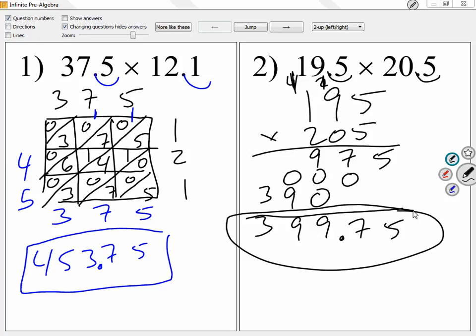If you guys want to multiply the regular way, like we did in number 2, or you want to use the tease method, which we did in number 1, I don't care. Just multiply. Any questions? We're good?